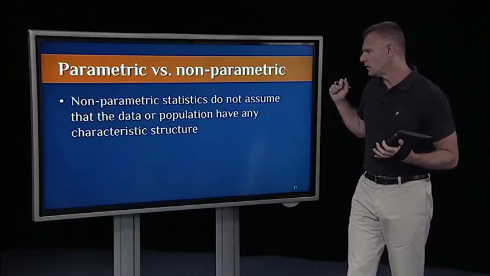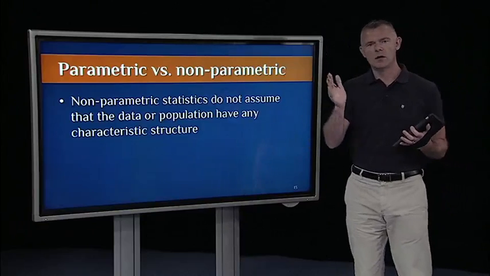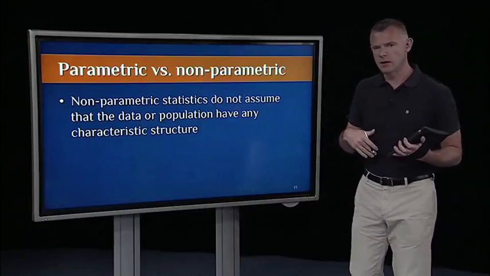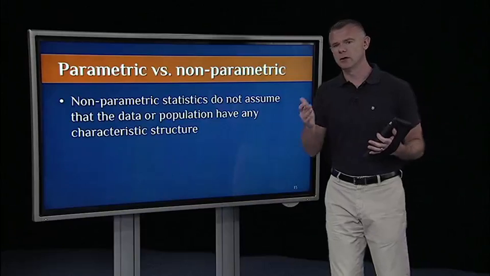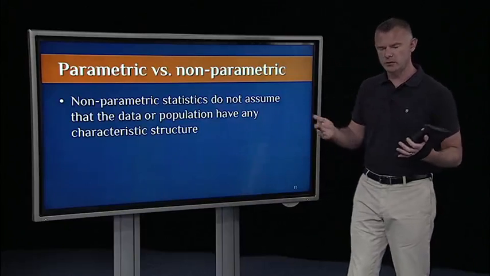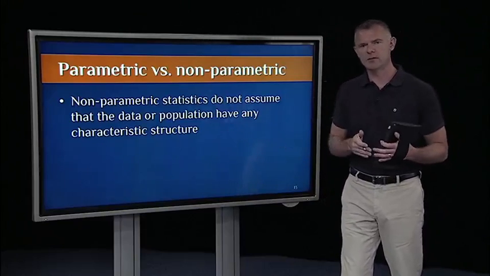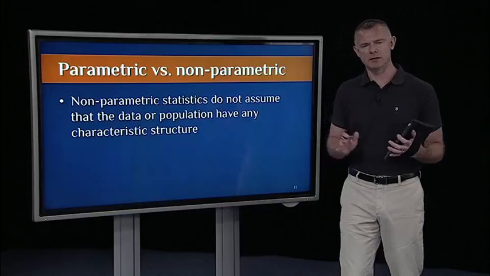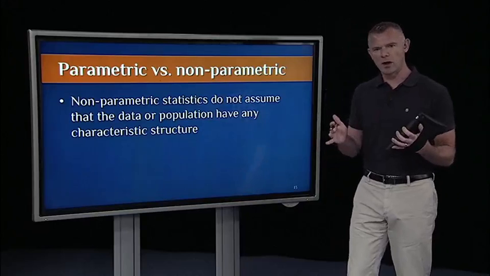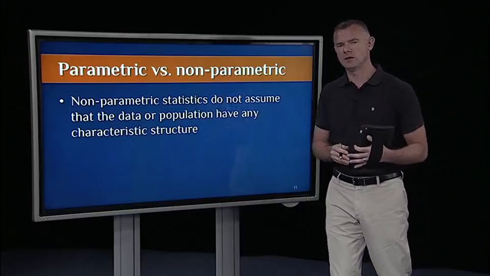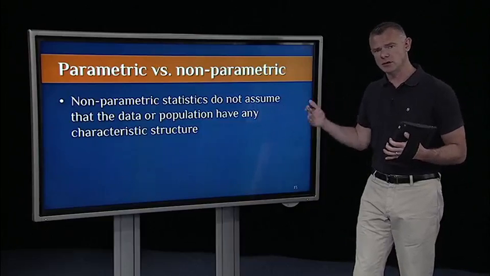So non-parametric statistics, they don't assume that the data or the population that the data are coming from have any characteristic structure. So we're not assuming a normal distribution. We don't have to assume things like linear relationships between the predictors and the outcome, and so on. We don't have to make all these assumptions. So if you find yourself with data that are a little bit more complex, that don't fit all those assumptions we've talked about in parametric statistics, then you might want to look into these alternative procedures.